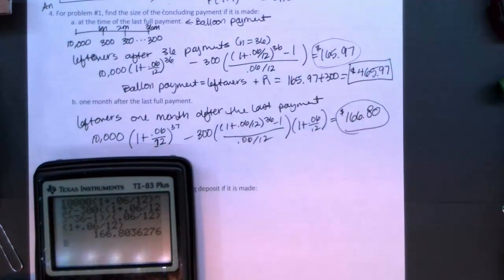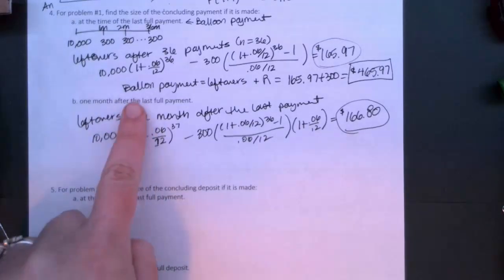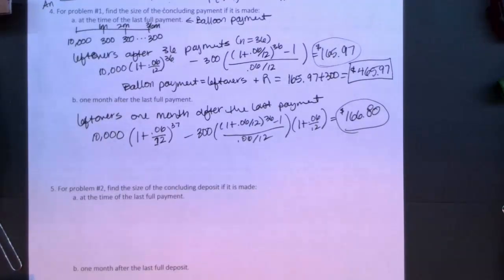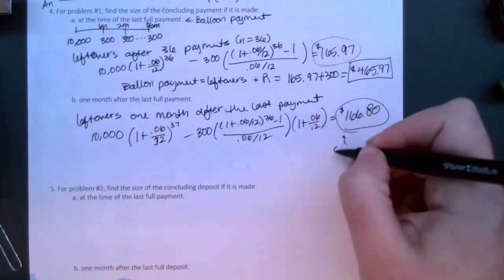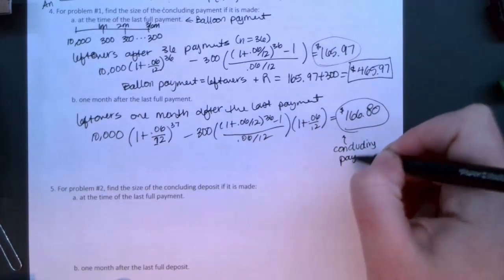Okay, so if you wanted to pay off that loan at the end, at the same time as the last full payment, so you don't pay that extra dollar or whatever in interest, you could do that by using a balloon payment. Otherwise, the concluding payment is paying after the last full payment. So this is your concluding payment. So the concluding payment is the smaller one.